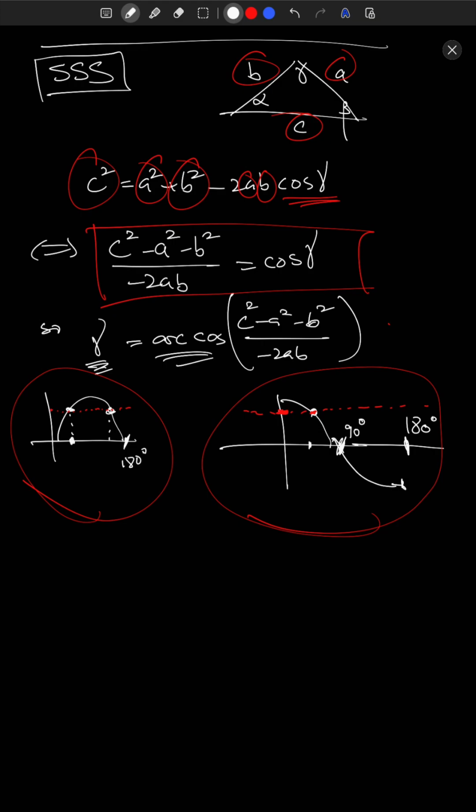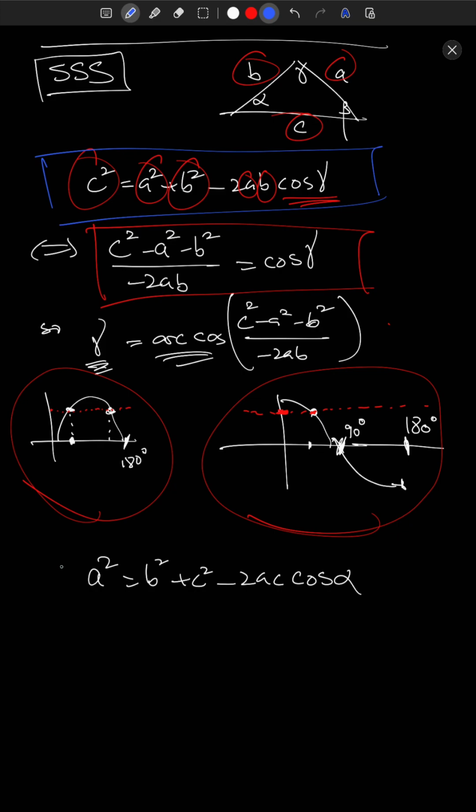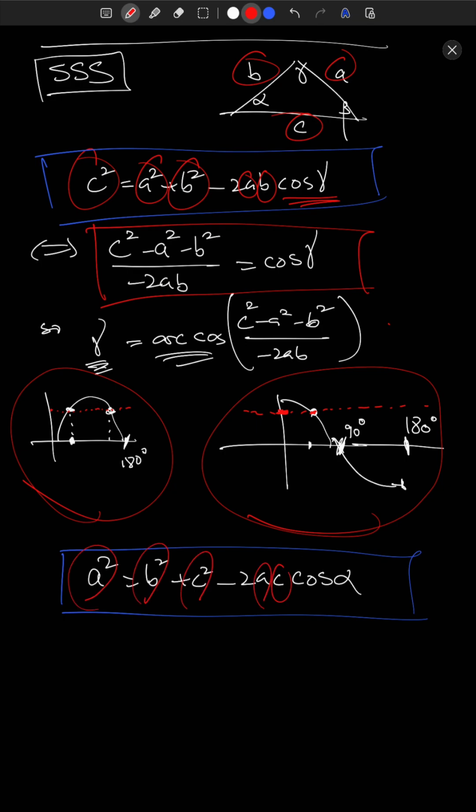What about alpha and beta? Same thing, right? If I use a squared equals b squared plus c squared minus 2bc cosine of alpha, the other law of cosines, except this one for alpha, and we circle the terms we know: we know a, we know b, we know c. So therefore we can get alpha, right?